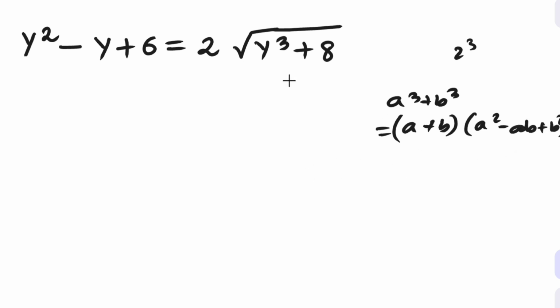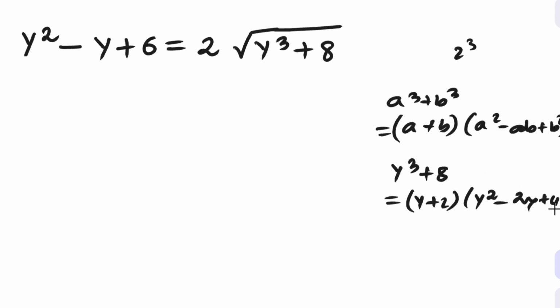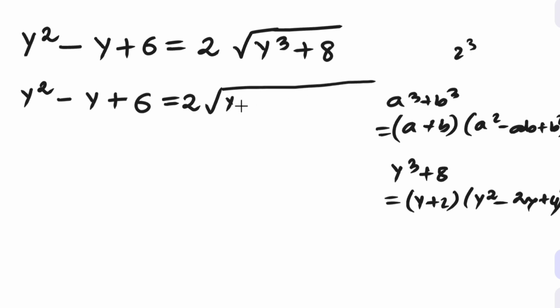Applying that identity with a equal to y and b equal to 2, we get y cubed plus 8 equals the quantity y plus 2, multiplied by the quantity y squared minus 2y plus 4. Now, let's substitute this factorization back into our original equation. The equation becomes y squared minus y plus 6 equals 2, multiplied by the square root of the quantity y plus 2, multiplied by the quantity y squared minus 2y plus 4.